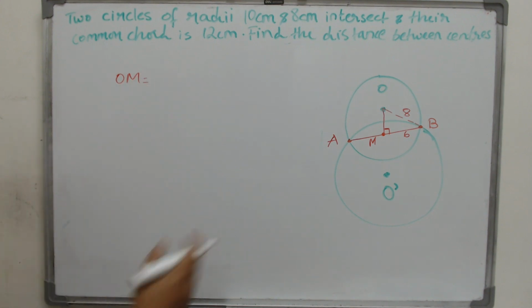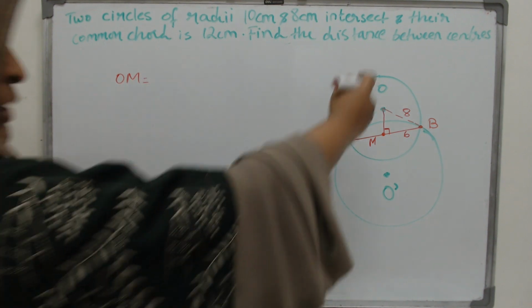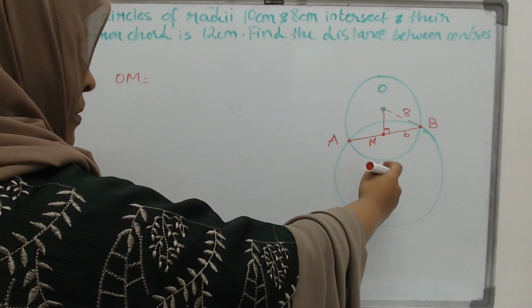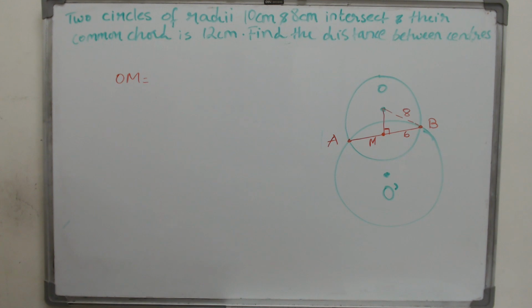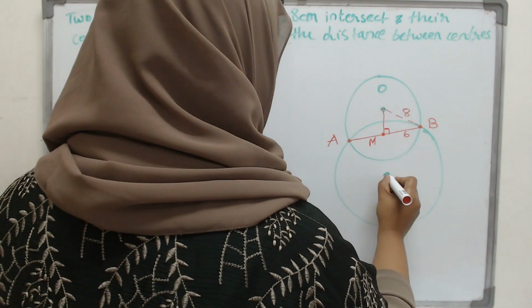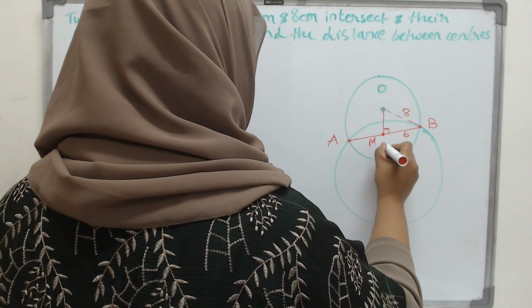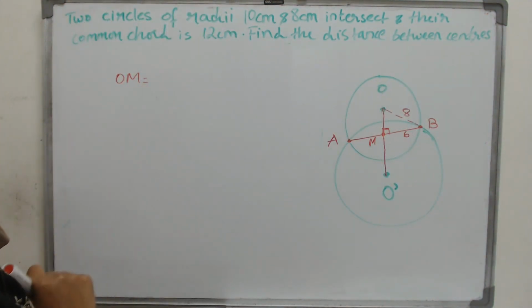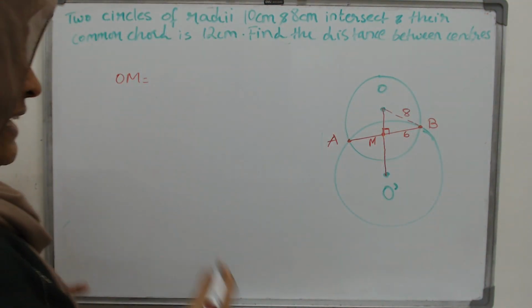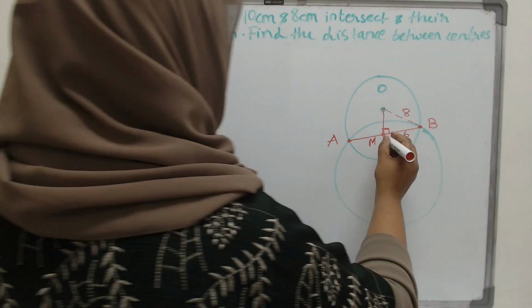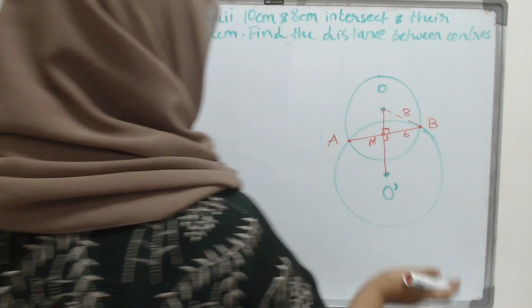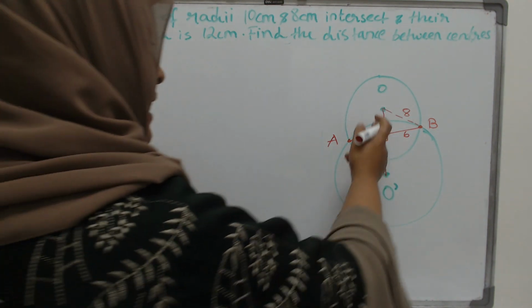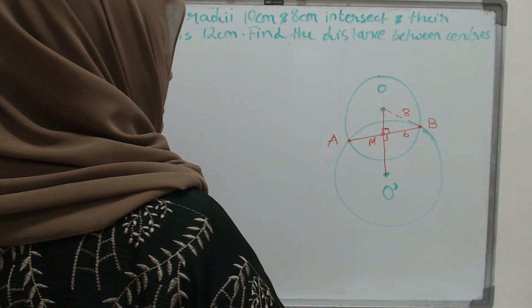But then OM is not what we want. We want whole of OO dash. We need the whole of this. Then how do we do that? Again, draw a perpendicular. Where will it go and meet? It will meet it exactly at M. Why is that? Again, the same rule. If we draw a perpendicular, it has to go and meet at its midpoint. So this line will also meet at its midpoint.